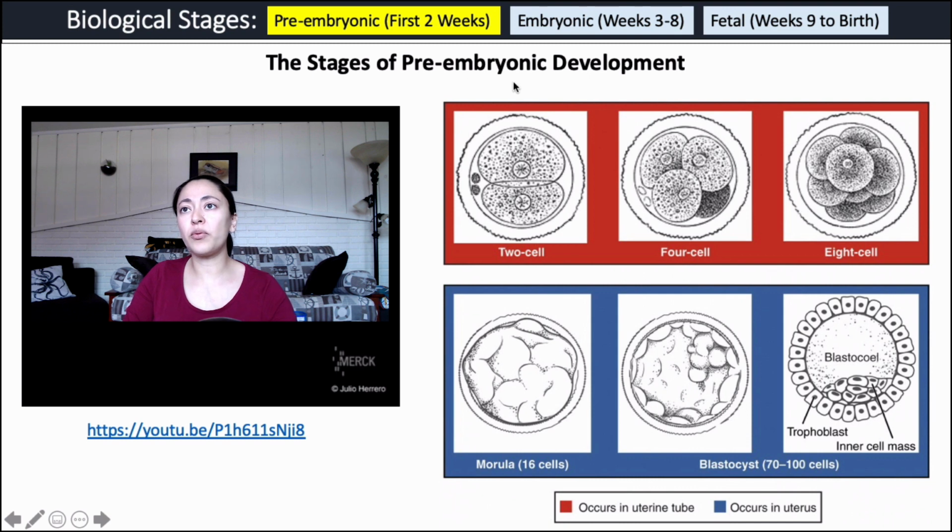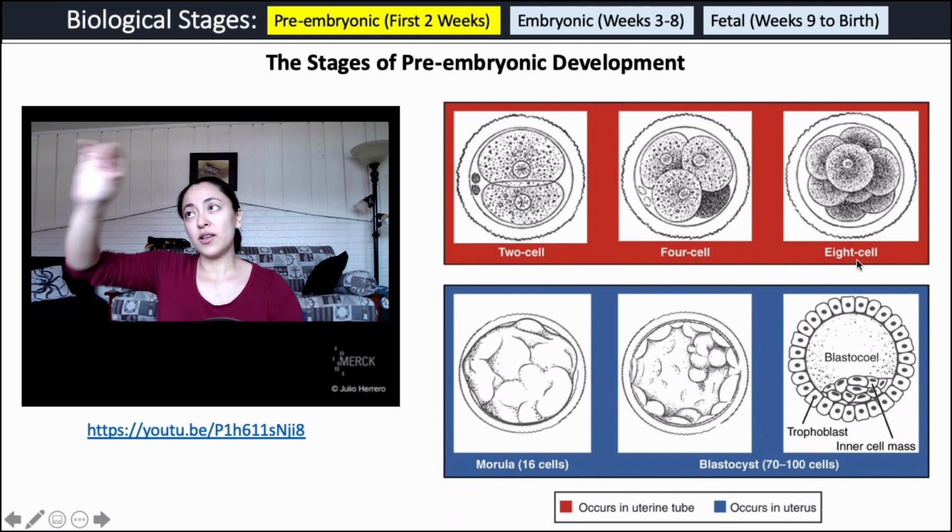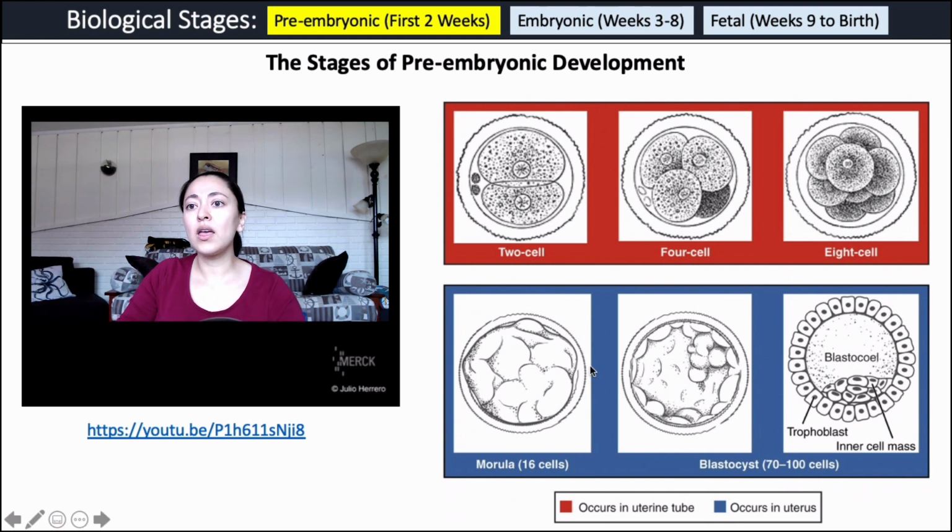Again, let's go through the pre-embryonic stages of development. After the zygote, we have the 2-cell stage, 4-cell stage, and 8-cell stage. So this is all occurring in the uterine tube as this cluster of cells is moving towards the uterus. Once it's reached the uterus, but still free floating, it's called the morula, and that's just a cluster of cells, and it can have anywhere from 16 to about 100 cells or so.